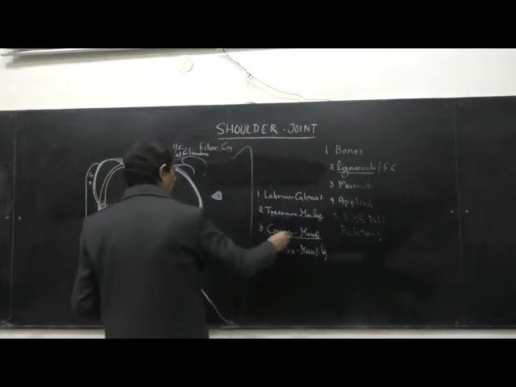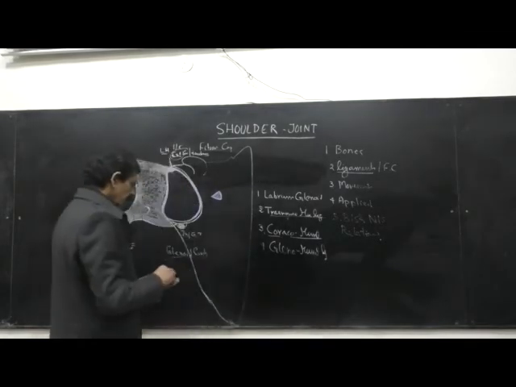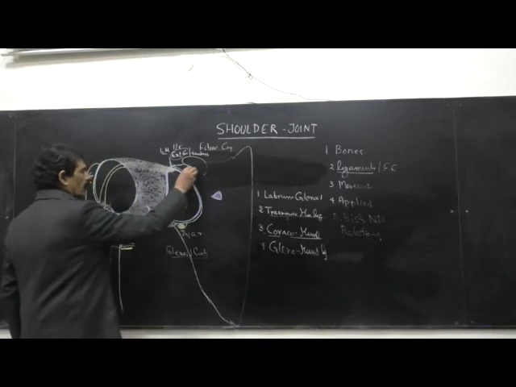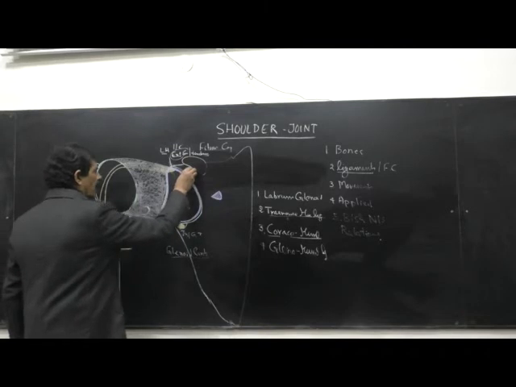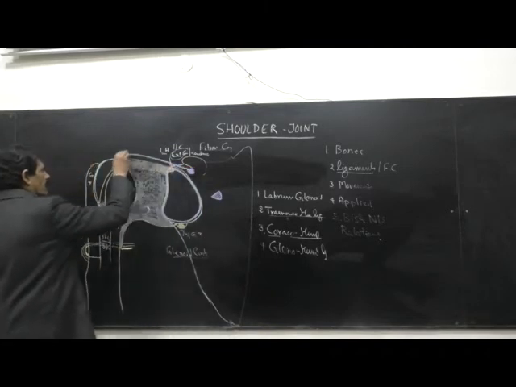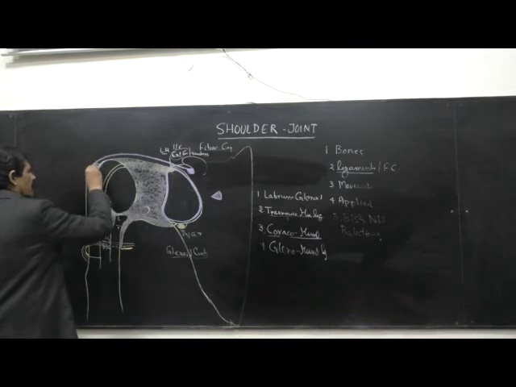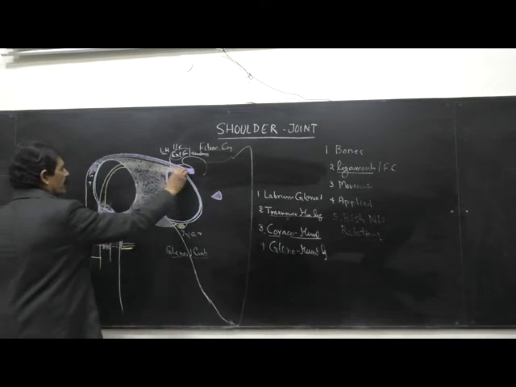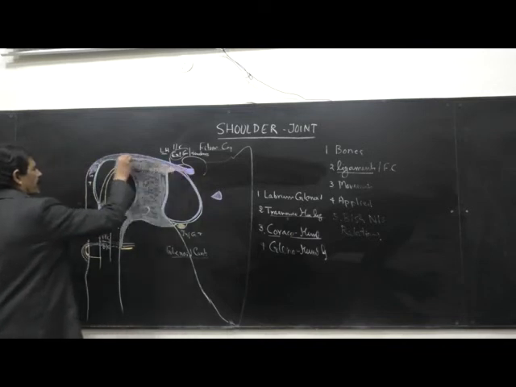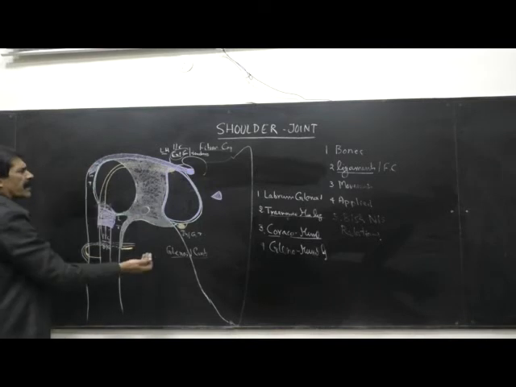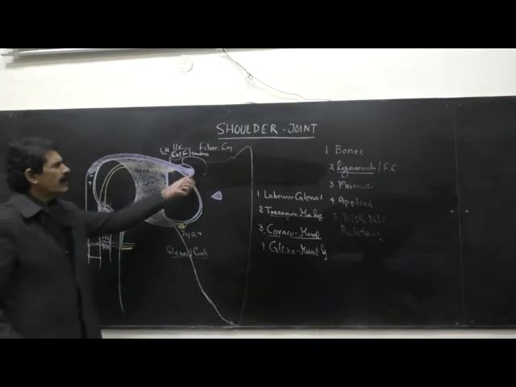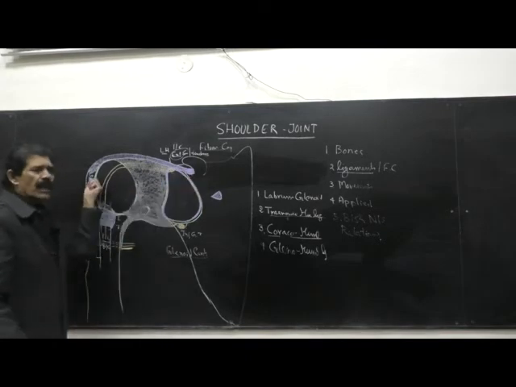So the attachment of the coracohumeral ligament is, on the scapular side, to the base of the coracoid process, and on the humeral side it is attached to the greater tubercle. This ligament is present superiorly and anteriorly, and hence it prevents the superior and the anterior dislocation of the shoulder joint. So that is called the coracohumeral ligament.